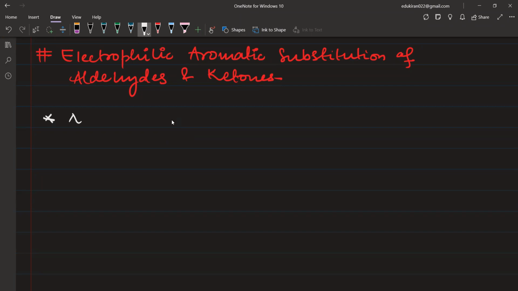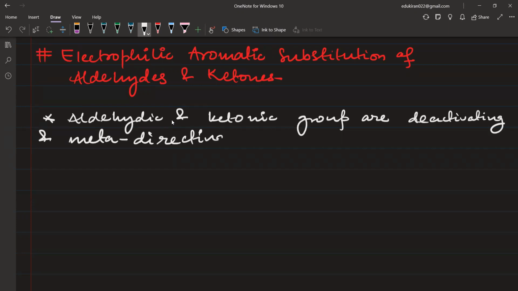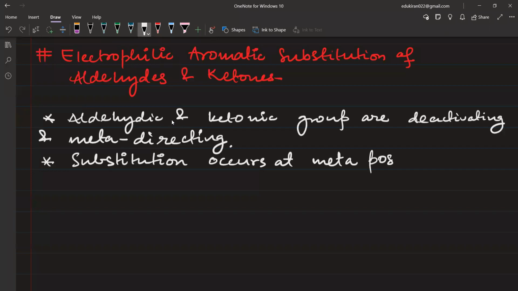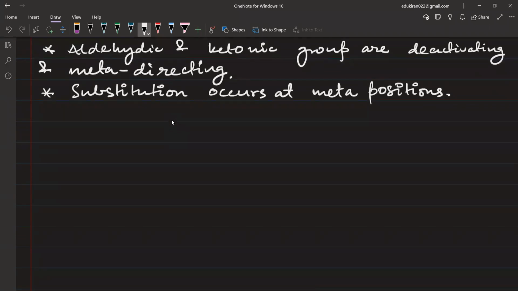Please write first of all: aldehydic and ketonic groups are deactivating and meta directing, and substitution occurs at the meta position. First of all, I'm going to give you all the reactions for benzaldehyde.